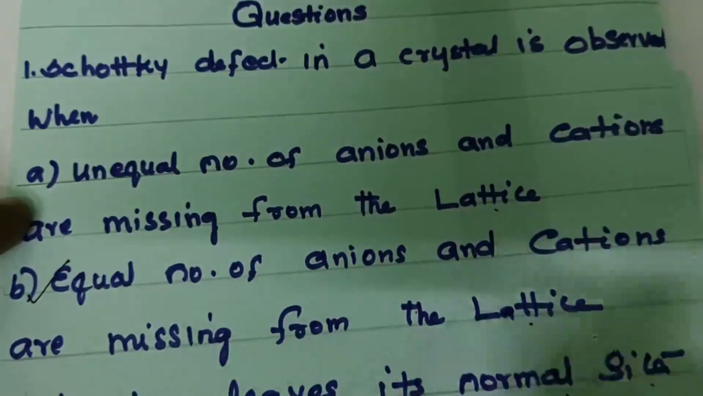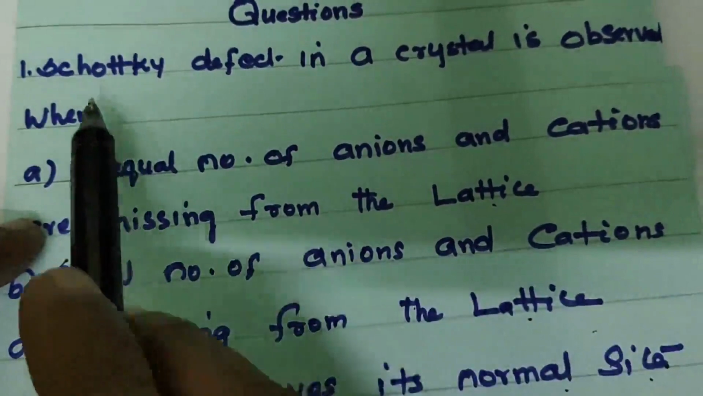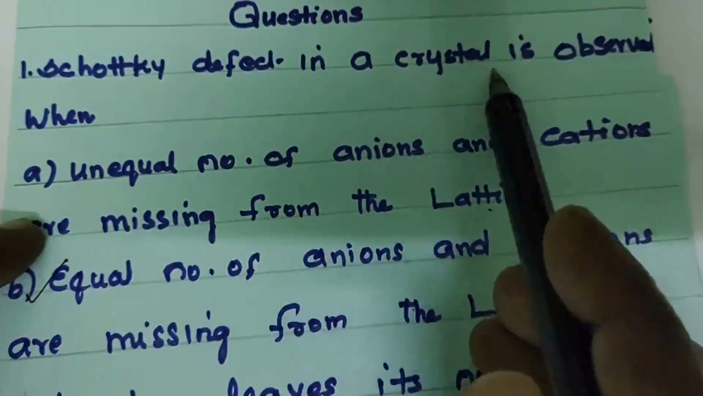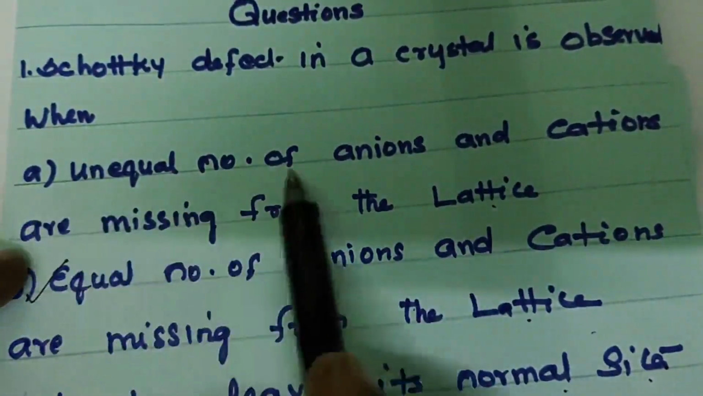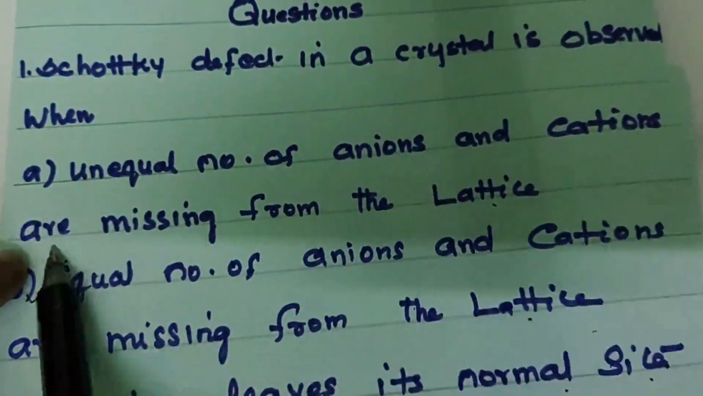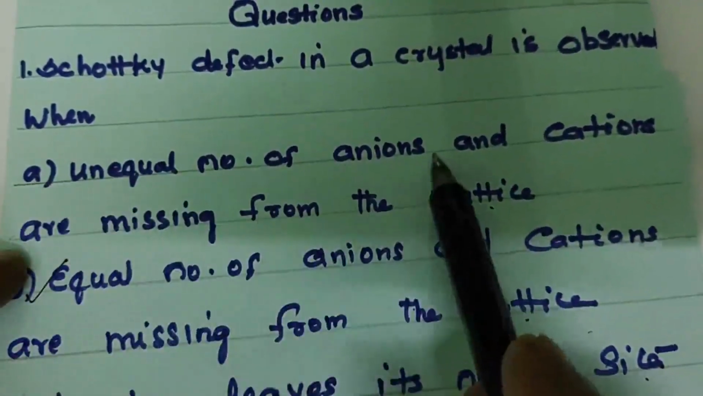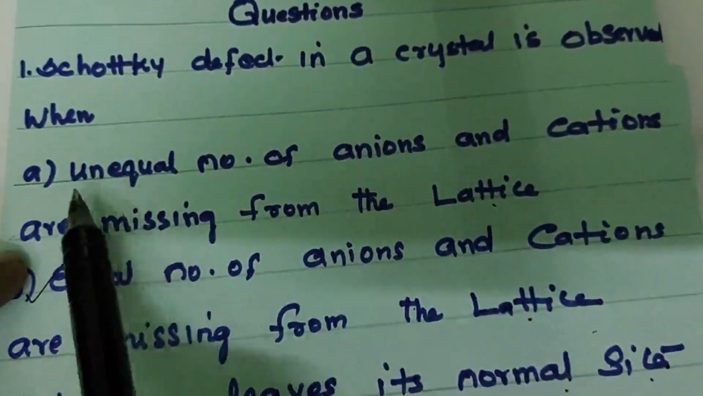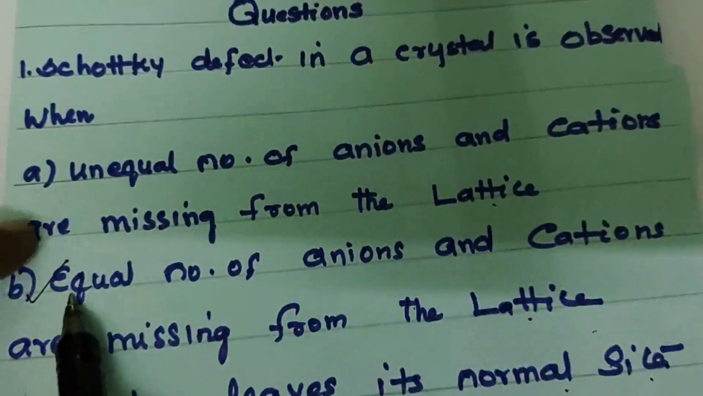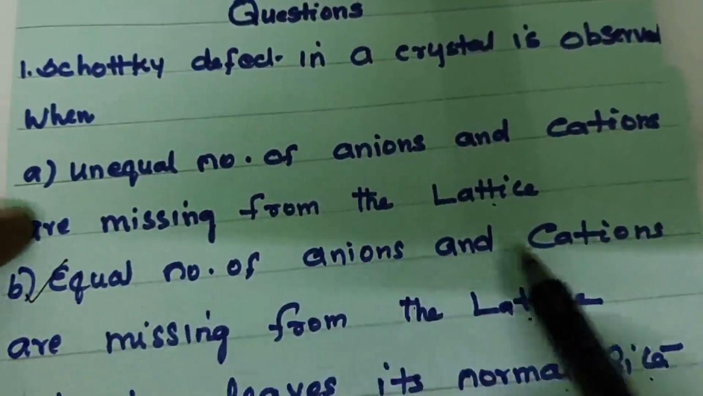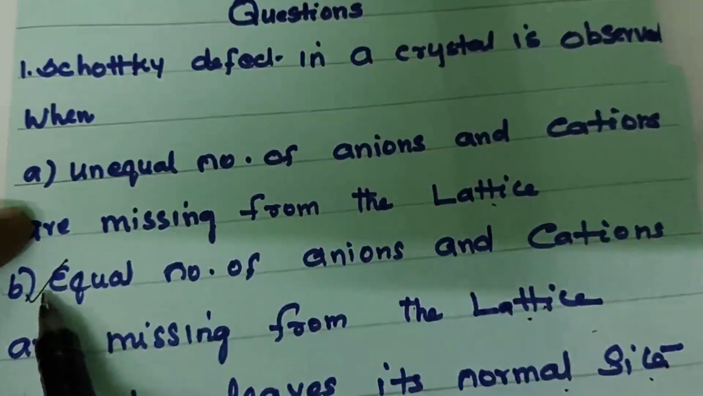Then important questions related to this defect. First question: Schottky defect in a crystal is observed when, A, unequal numbers of anions and cations are missing from the lattice. This is the wrong answer. Schottky means missing of equal numbers of anions and cations. Then what about the second option? Equal numbers of anions and cations are missing from the lattice. So this option is correct because of the equal number.